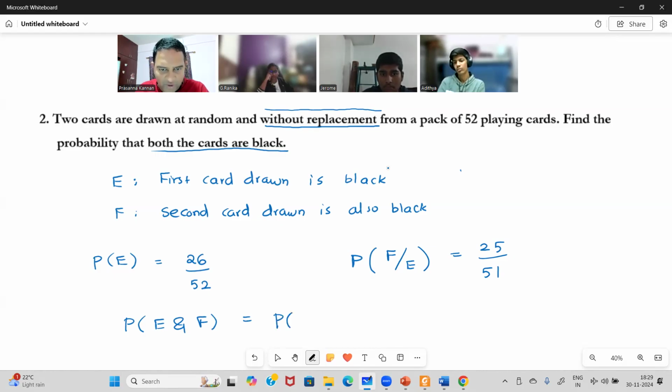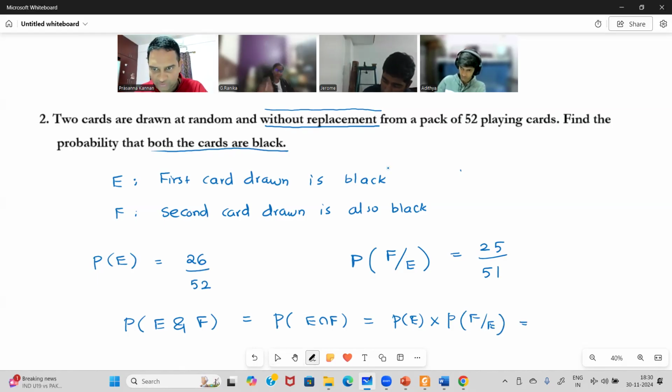So they are asking for P of E intersection F. So how do you write P of E intersection F, Ranika? P of E into P of F, sir. Not P of E into P of F. That is only if the two events are independent. Oh, sorry, sir. P of E into P of F given E, sir. So repeat again. P of E intersection F is equal to P of E into P of F given E. Very good. Basically, you have to multiply these two probabilities. That's all.